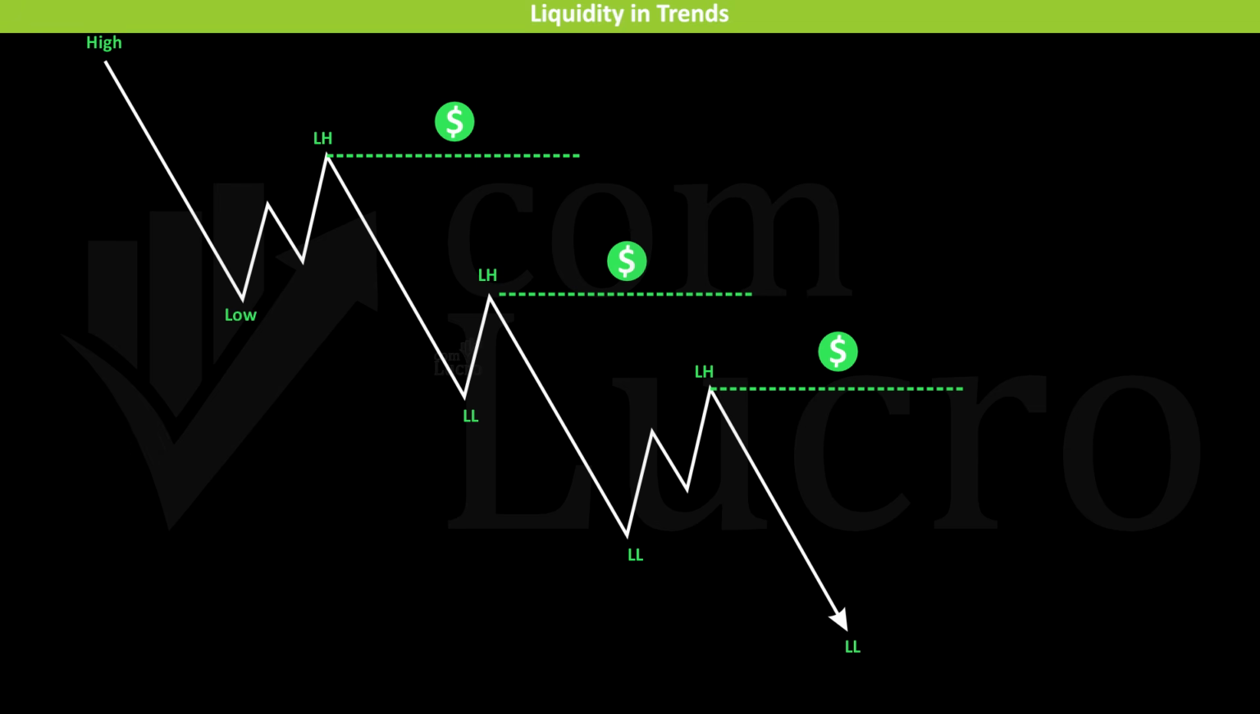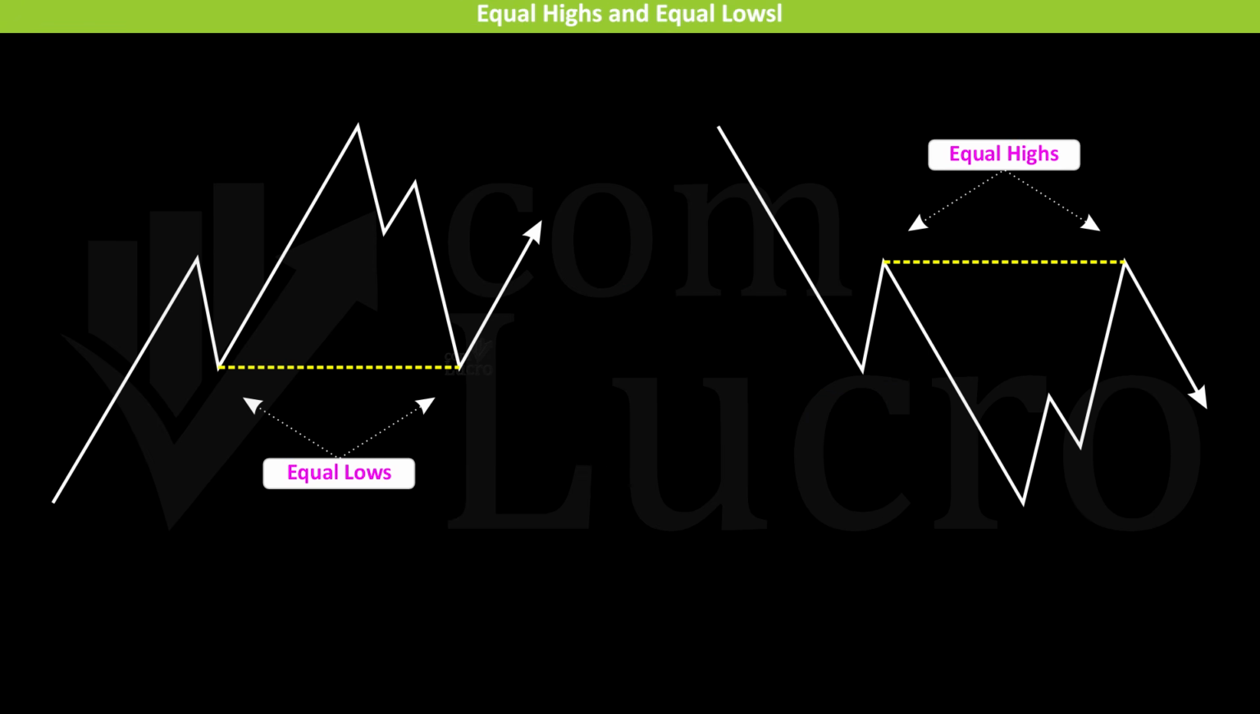Liquidity above swing highs becomes more relevant as the market often sweeps these zones to collect buy-side liquidity before continuing lower. The next major liquidity zones are equal highs and equal lows. As the name suggests, equal lows form when price creates multiple lows at the same level, and equal highs form when price creates multiple highs at the same level.